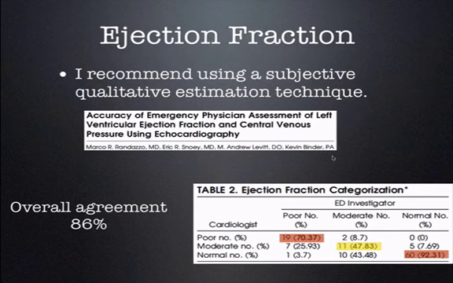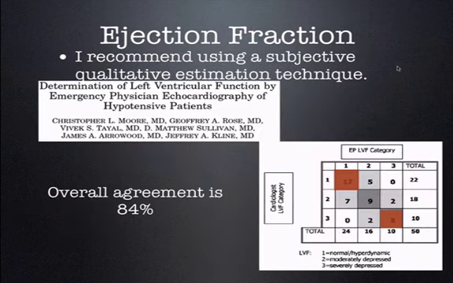Now here's a study comparing cardiologists to ED investigators, and you can see that there was a 70.37% agreement with a poor ejection fraction and a 92% agreement with a normal ejection fraction. So overall, for the extremes, which is what we care about, there was high agreement between the cardiologist and the ED investigator. And they were just using a simple qualitative technique. Here's another study, again, comparing emergency physician to cardiologist. In extremes, there was a very good agreement, 84%, using a qualitative assessment.